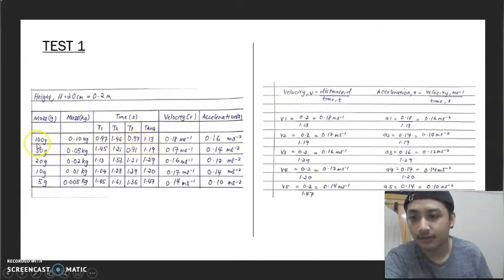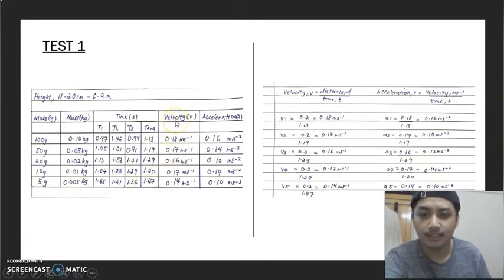For 100 gram, we got 1.13. For 50 gram, we got 1.19. For 20 gram, we got 1.29. For 10 gram, we got 1.20. And for 5 gram, we got 1.47.